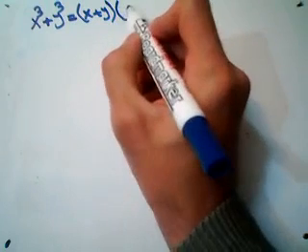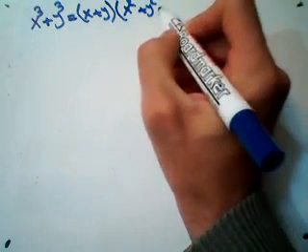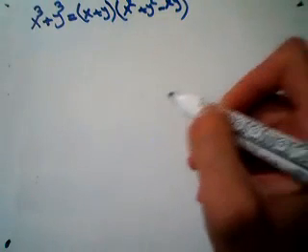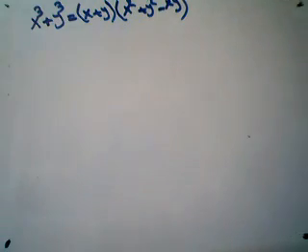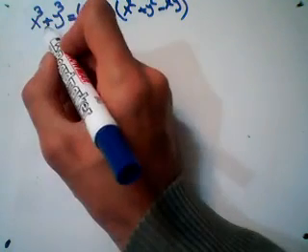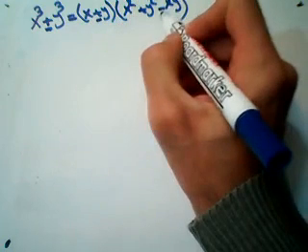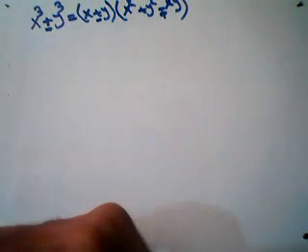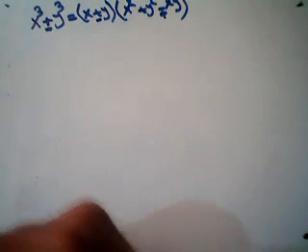times x squared plus y squared minus xy. And the difference version of it is like this: x minus y, and the sign becomes plus. So let's do some examples.